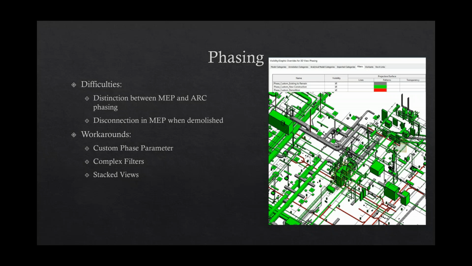It's a nice thing to avoid where we can, and the workaround I've found is to create a new custom phase parameter that equips you to set things to being demolished without being demolished in Revit. So we can keep that connection, but use our filters to parse out what's what. As we can see up here, in this view everything that's gray is existing, new is green, and red is demolished.